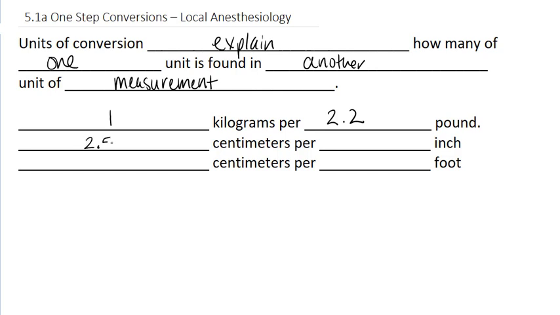We have 2.54 centimeters, which is equal to 1 inch. And then 30.48 centimeters is equal to 1 foot. So let's look at an example.